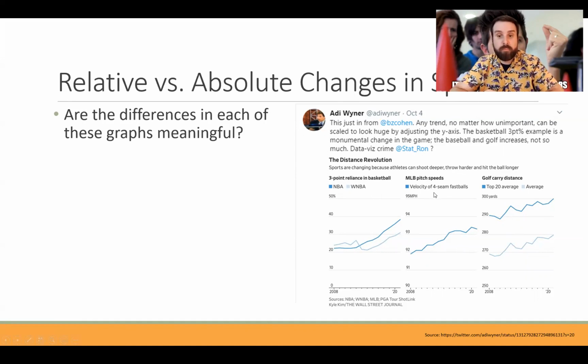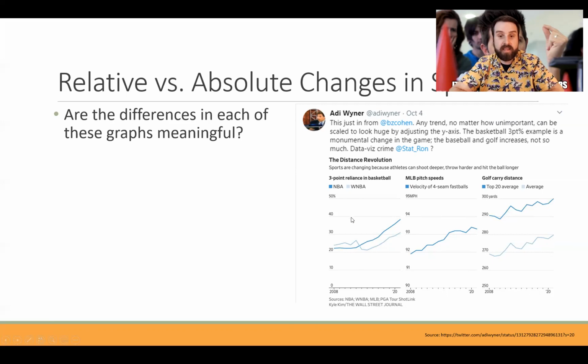If we look at baseball pitch speeds, fastball velocity, we see about a 1 mile an hour increase from 92 to 93 over the last decade. It looks the same, but it's actually a much smaller change, much less of a big deal. And then golf carry distance, I don't know more about how far golf balls are supposed to carry, but it's only increasing about 3% here from 290 to 300 over a decade.